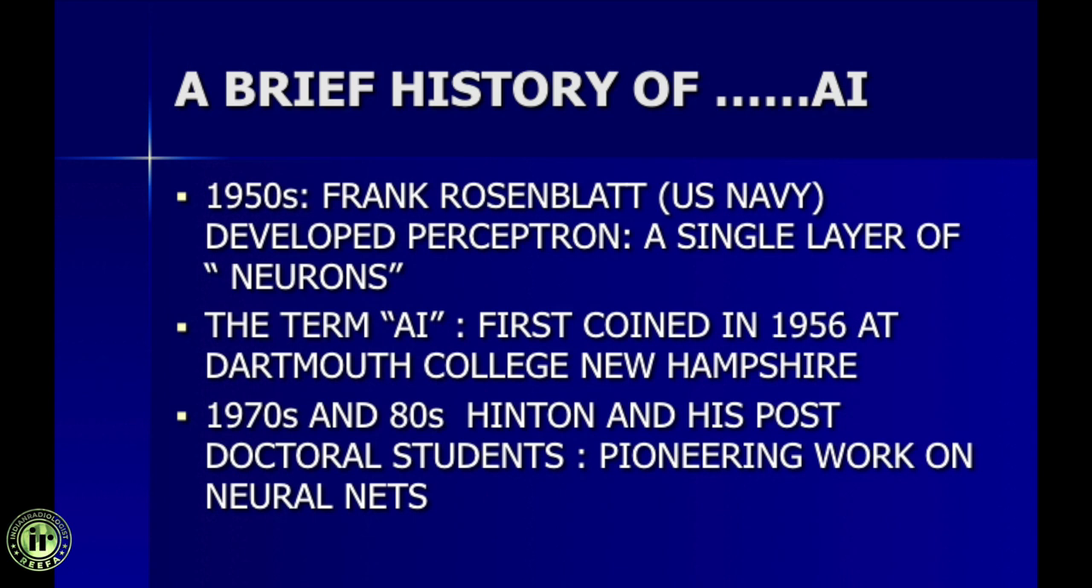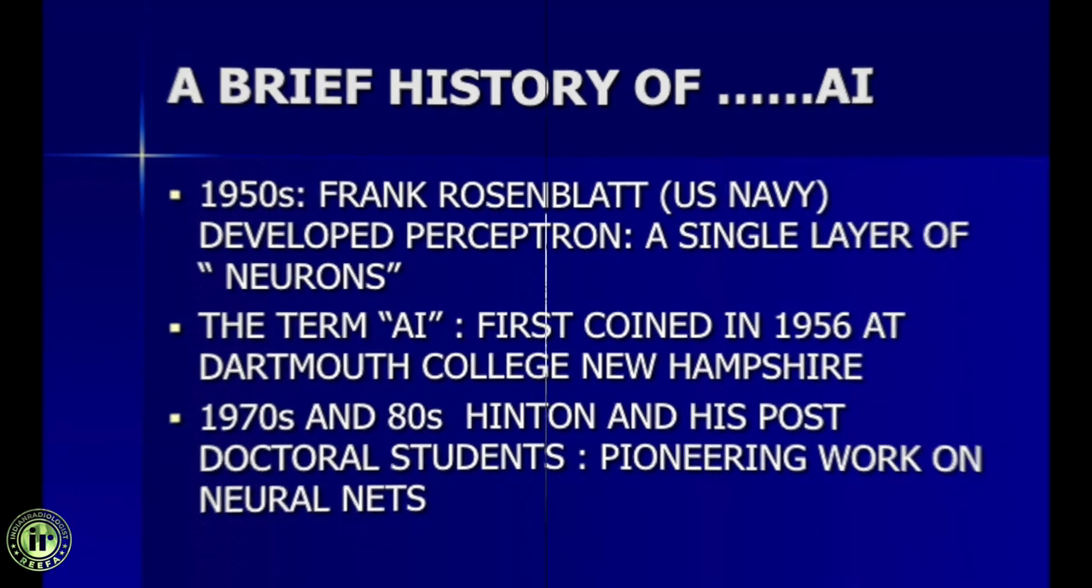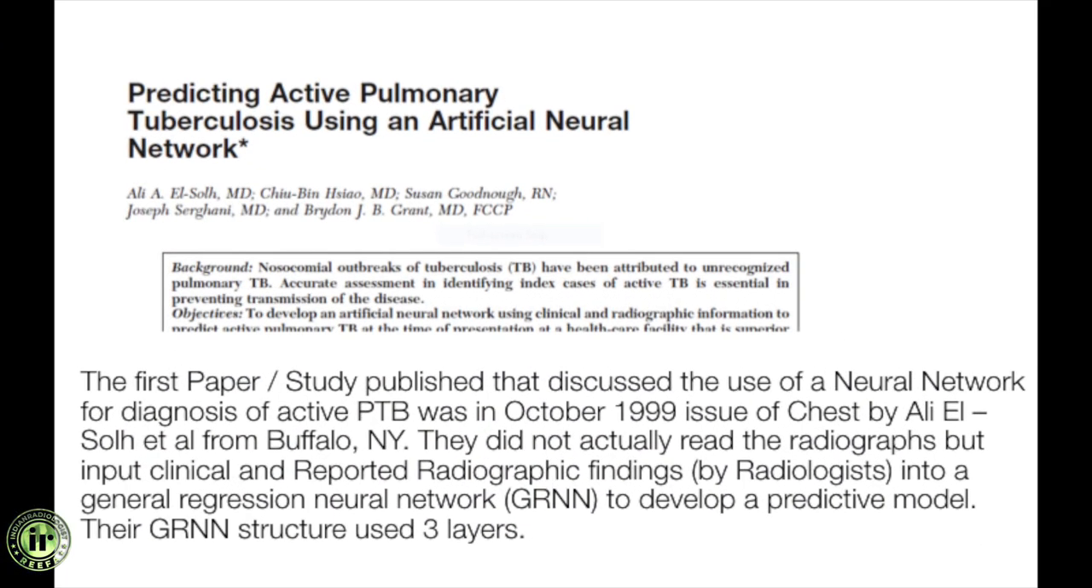The term artificial intelligence was first coined in 1956 at a conference at Dartmouth College in New Hampshire, USA. The 1970s and 80s saw Hinton and his postdoctoral students do pioneering work on neural networks that we have described earlier. So here is one of the first papers that I could look at when I was researching this field.